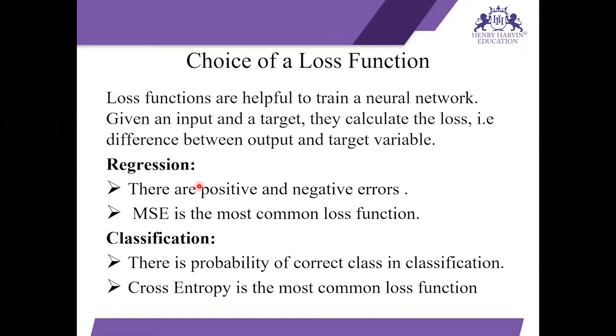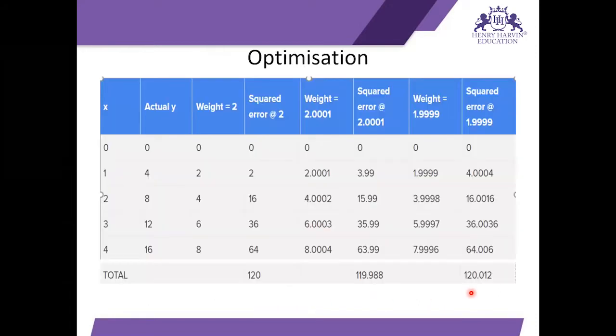In a regression problem, there are positive and negative errors, and MSE is the most common loss function. So what do we do here? We try to find the mean square error. In a classification problem, there is a probability of the correct class, and cross entropy is the most common loss function. Now let us understand with this example.